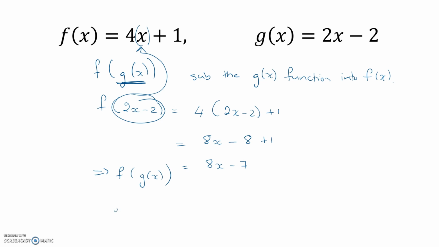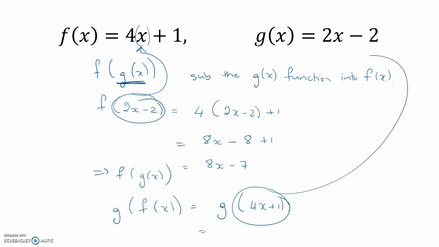I can do it the other way if I needed to. It won't be the same answer. But what that means is substitute f of x into the g function. And the g function says take this and put it into there. So it would be 2 times 4x plus 1 minus 2. And do the algebra.